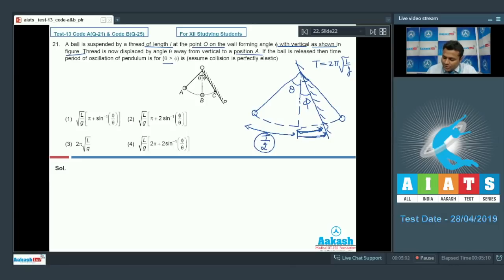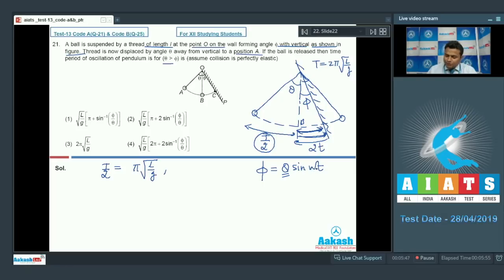So the total time to reach and then return to position B will be what? 2 into small t. Now capital T by 2 we can easily write. Capital T by 2 is what? Pi under root L by G. And now we have to write expression for 2t. Consider the angular SHM having amplitude theta at any instant t.